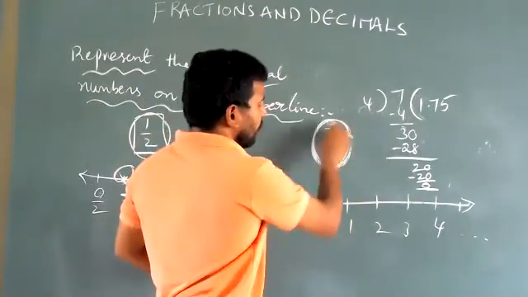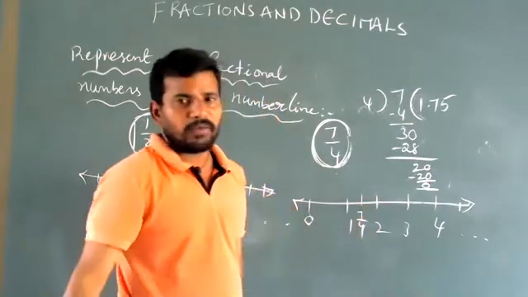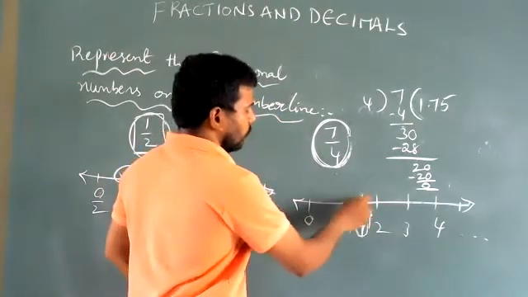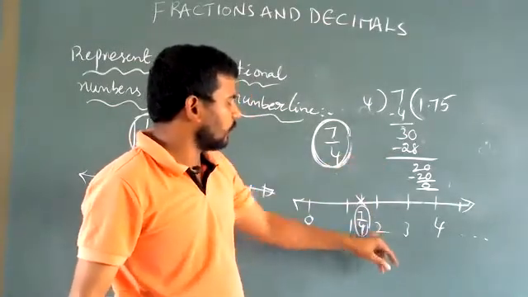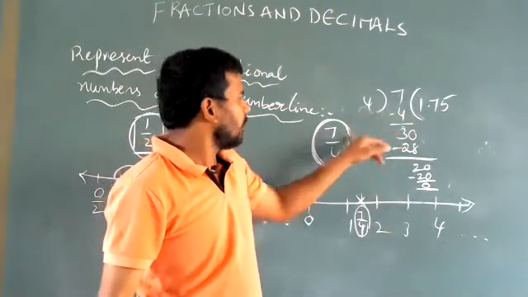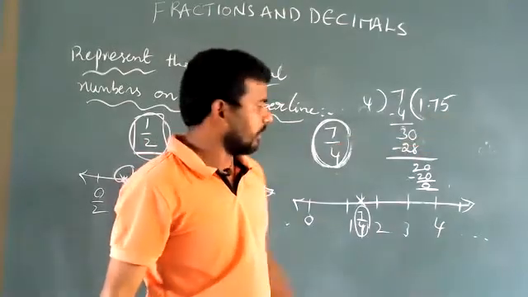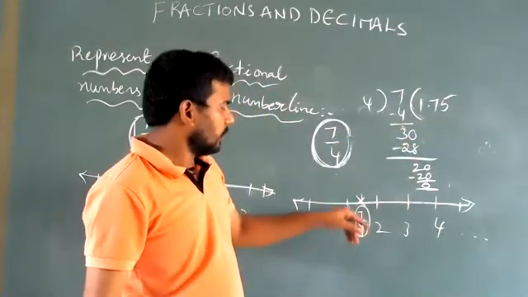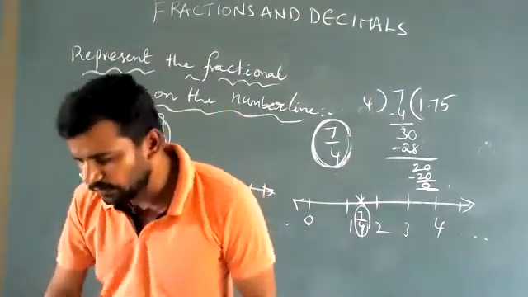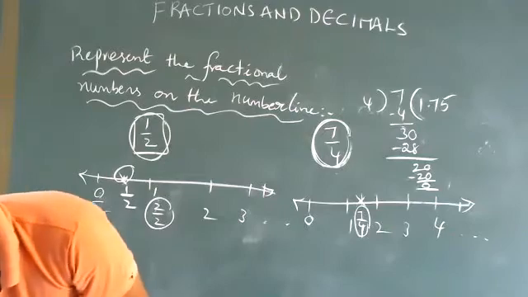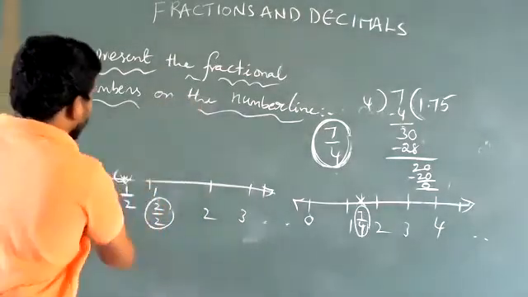So this 7 by 4 is between 1 and 2. Clear? This 7 by 4 is there between 1 and 2. Why? Because this 7 by 4 has decimal value 1.75. So 1.75 is between 1 and 2. Clear? Yes. Now discussing exercise 7.1. Exercise 7.1.